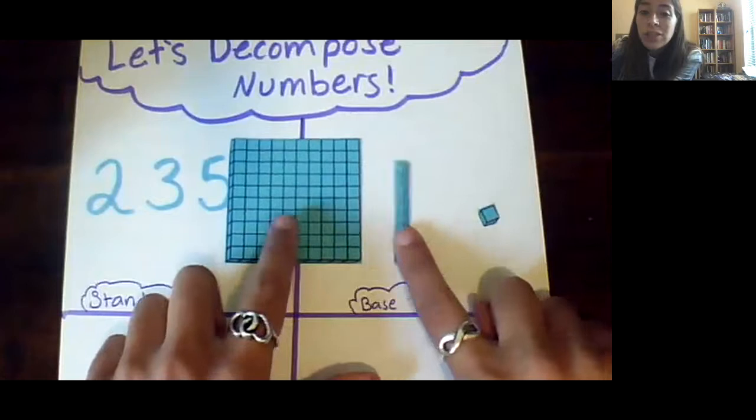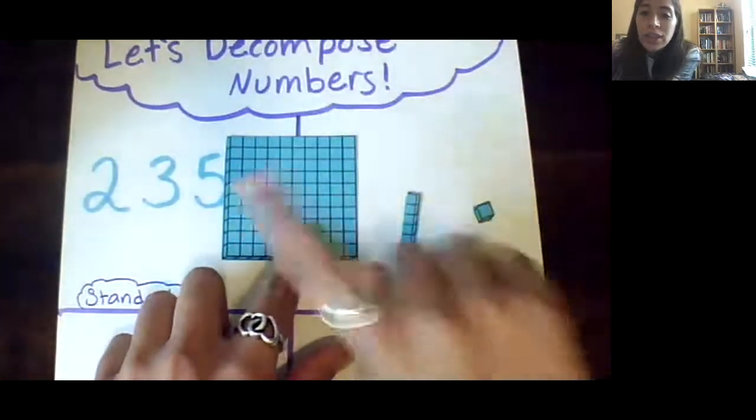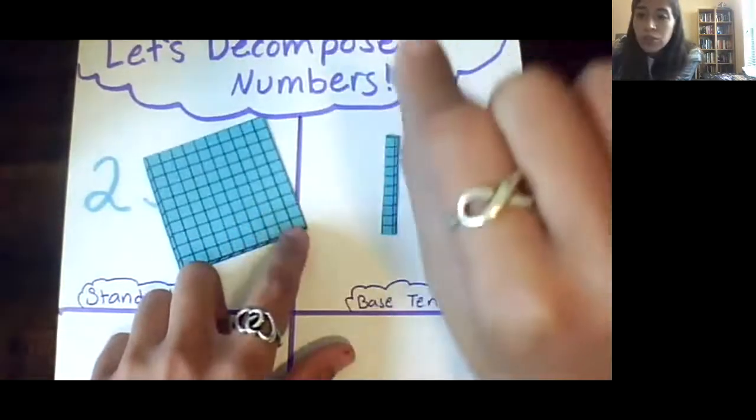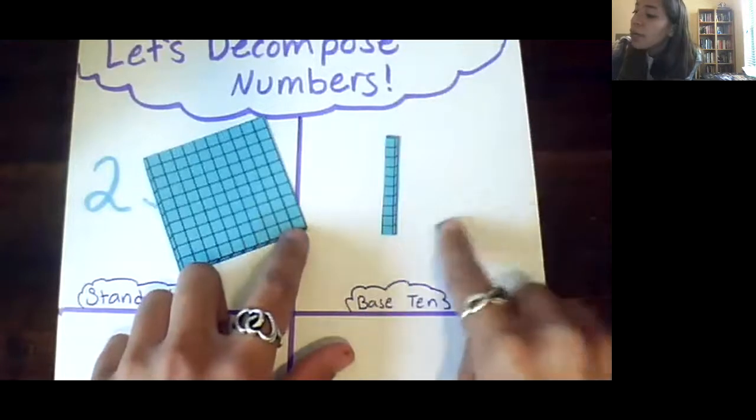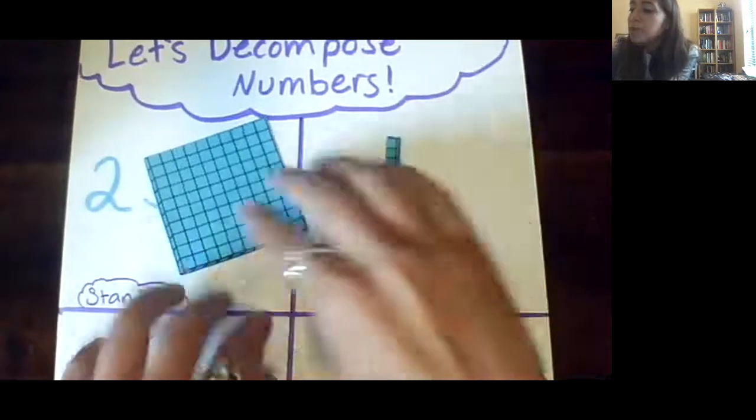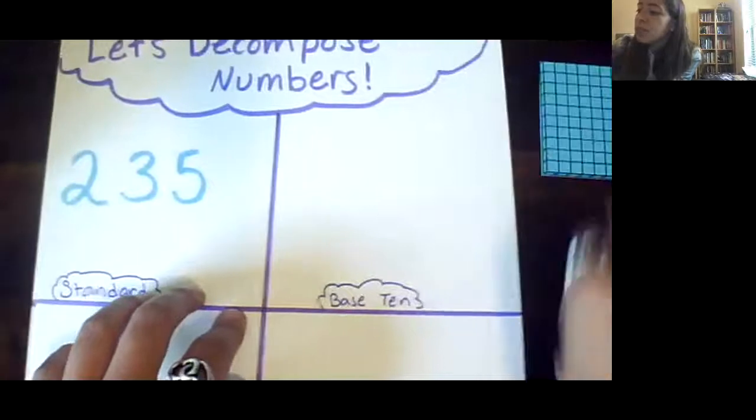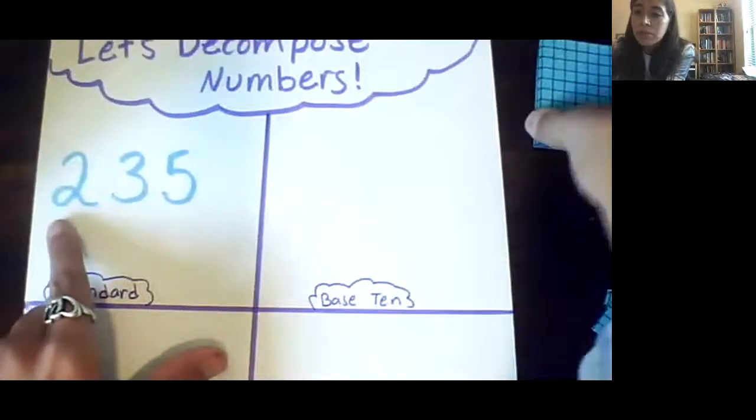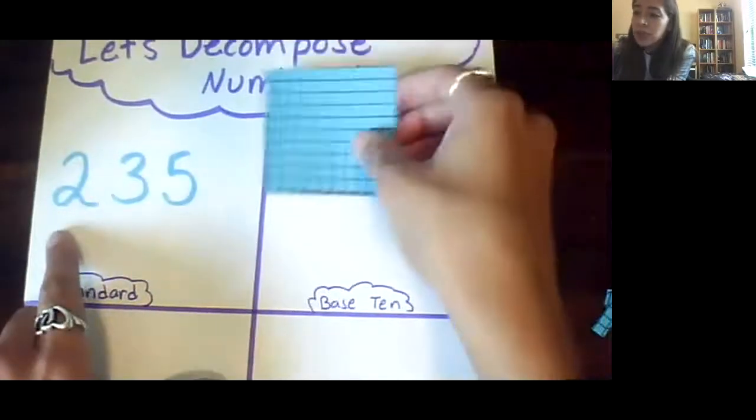Now to draw hundreds, we're going to draw a square just like this. To draw the symbol for tens, we're just going to draw a straight line. And for ones, we're just going to do a little dot. So let's take a look and see. Let's start out with our hundreds first. How many hundreds do we need?